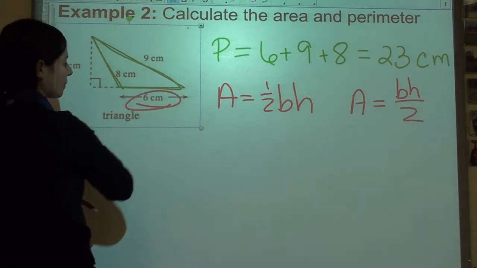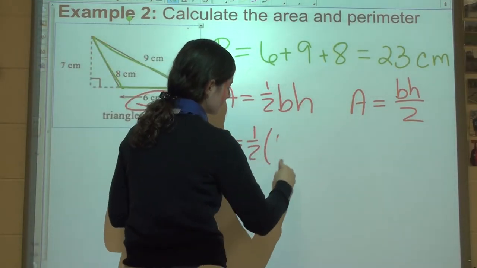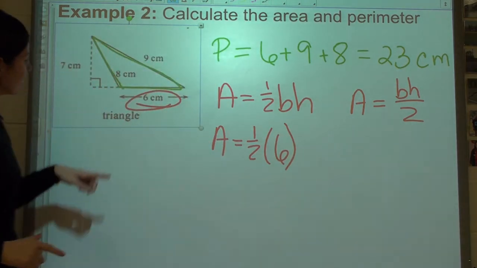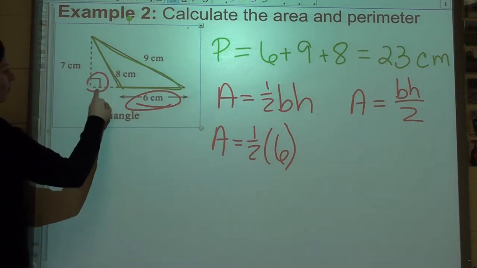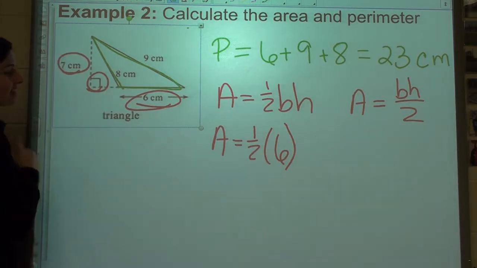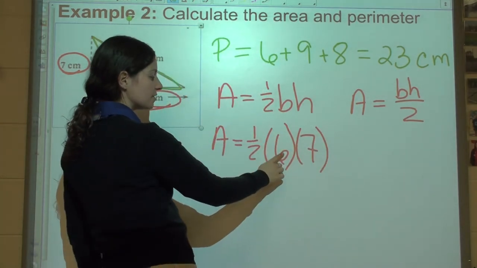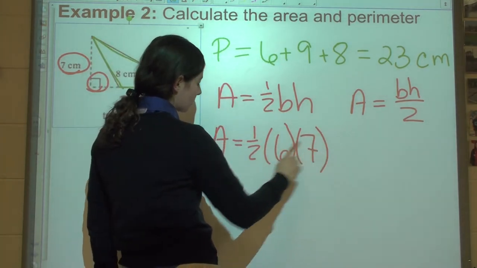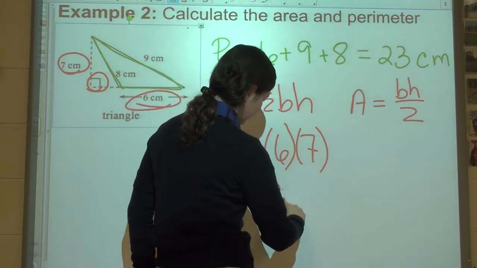So my base here is 6. So I've got 1/2 times 6. Now a lot of students would use 8 as their height because they'd say, well, that's the one that touches the base. However, here's where my right angle is. So 7 is actually going to be my height. 1/2 of 6 is 3. And then 3 times 7 is going to give me an area of 21 centimeters squared.